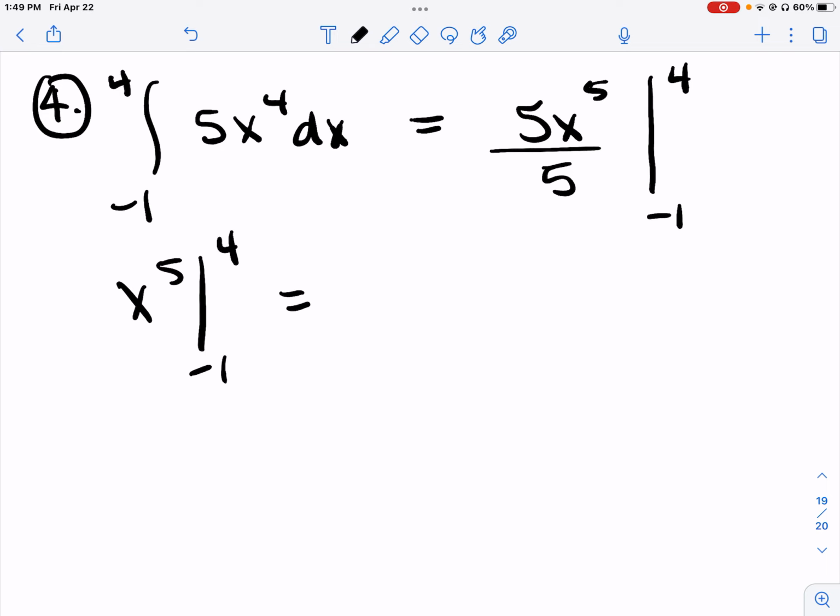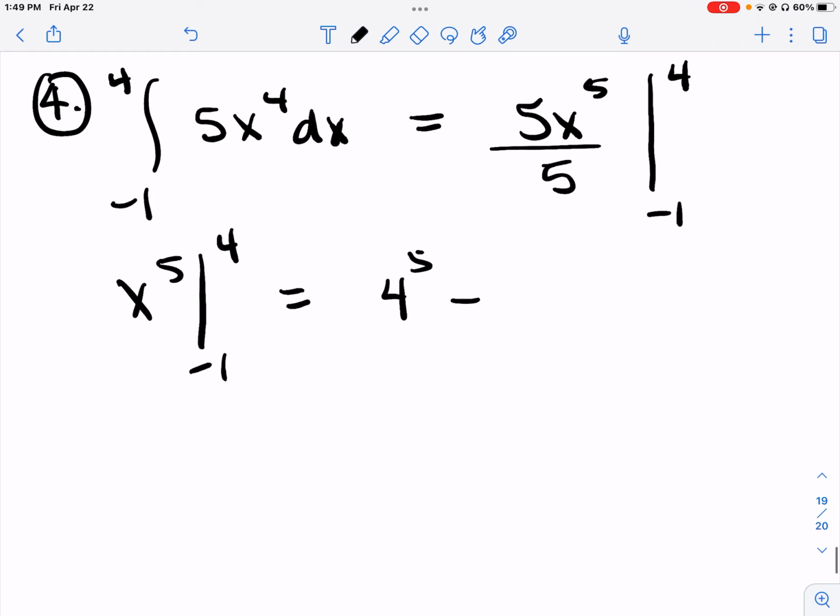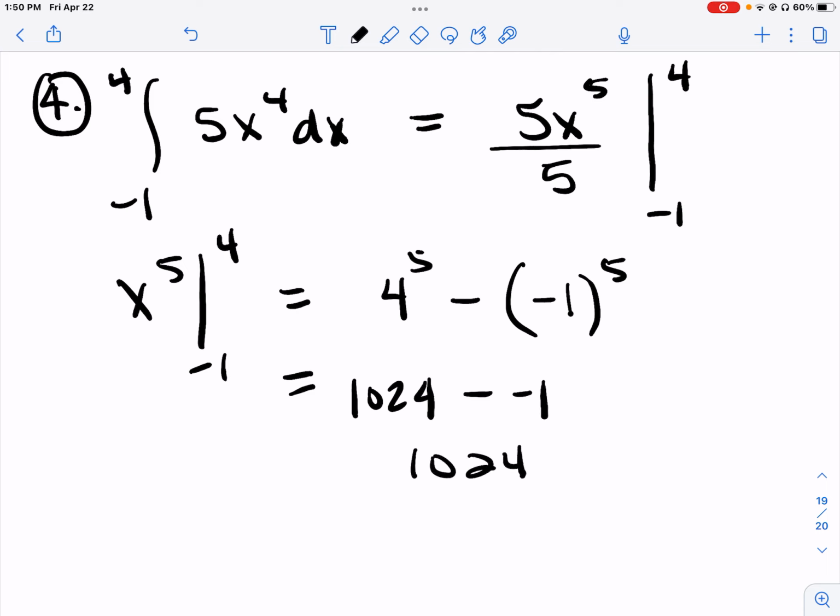Okay, so I do 4 to the 5th. You subtract. Then you do -1 to the 5th. 4 to the 5th is 1024. Subtract. A negative raised to an odd number is a negative. Subtract a negative is addition. Okay. There's 6 other problems.